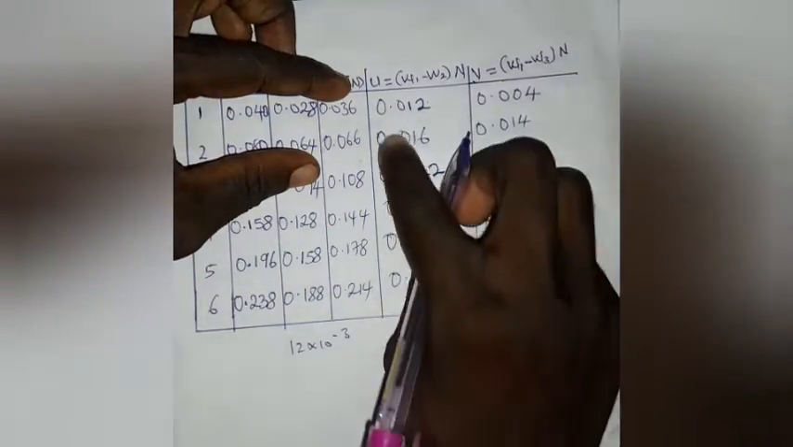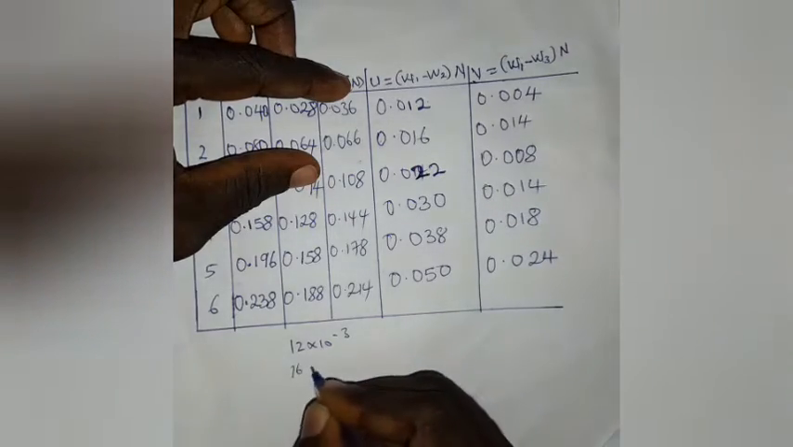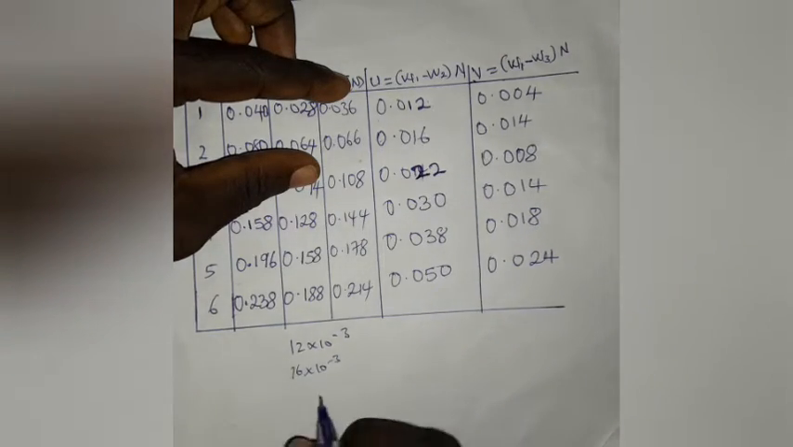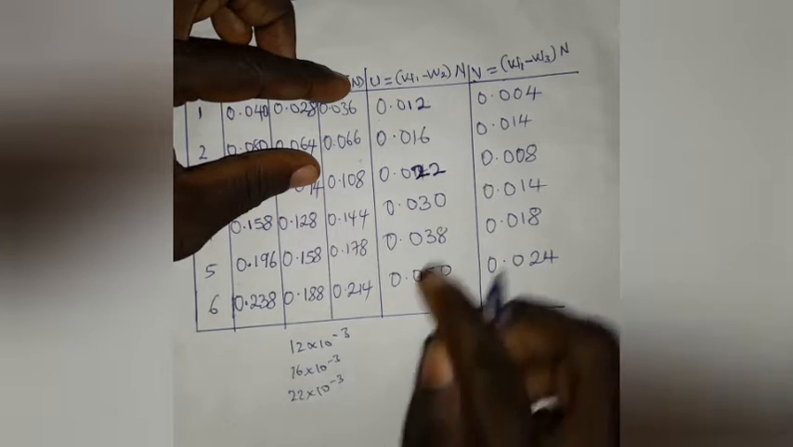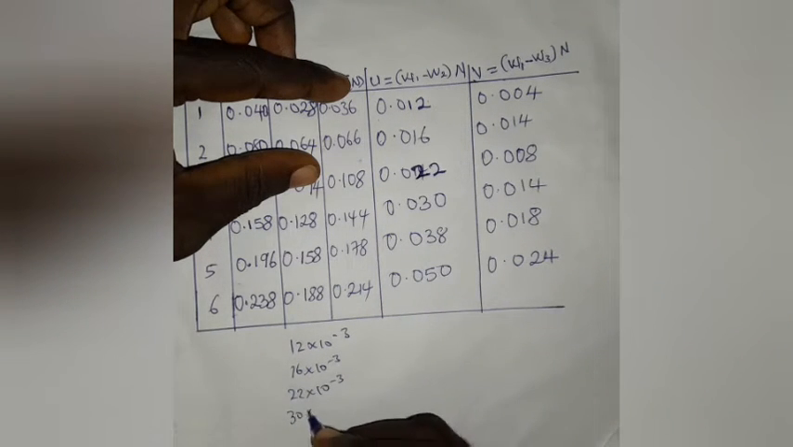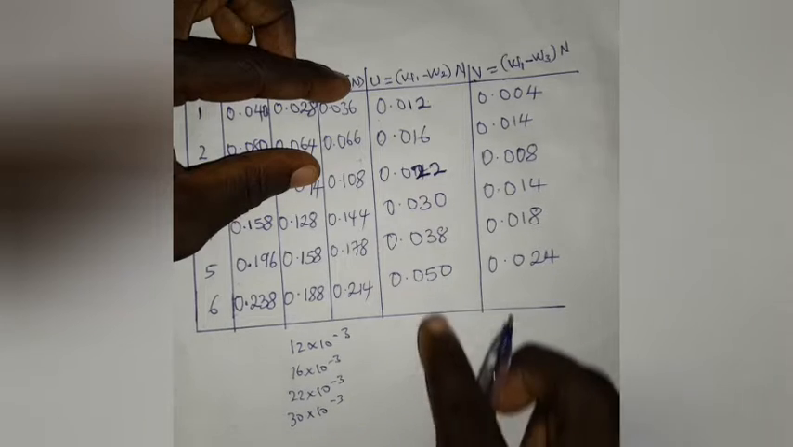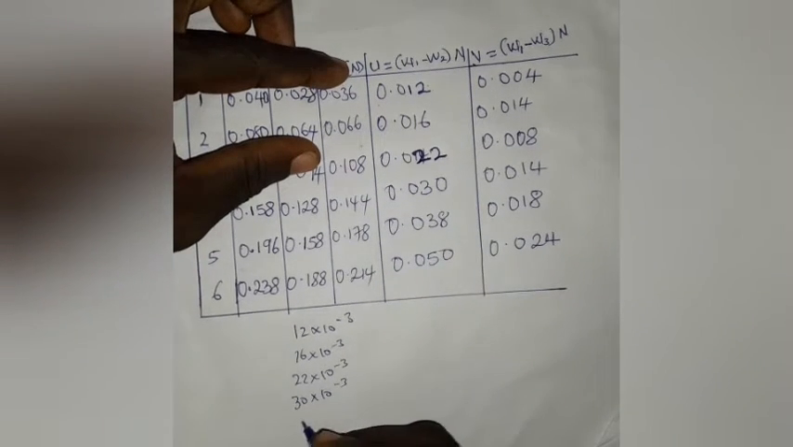Then for this, I'm going to have 1, 2, 3, so I'm going to have 16 times 10 raised to the power minus 3. For this, I'm going to have 22 times 10 raised to the power minus 3. This, 30 times 10 raised to the power minus 3. This, 38 times 10 raised to the power minus 3. For this, 50 times 10 raised to the power minus 3.